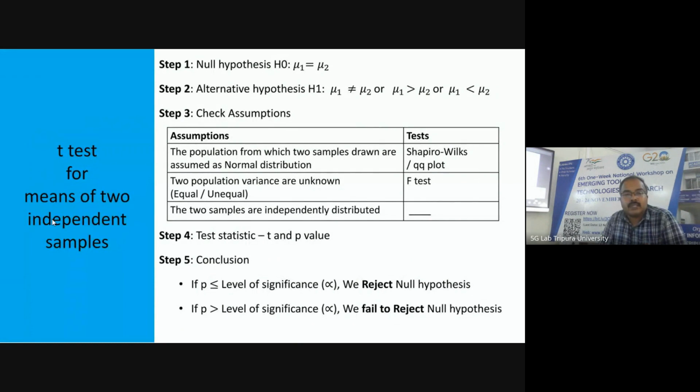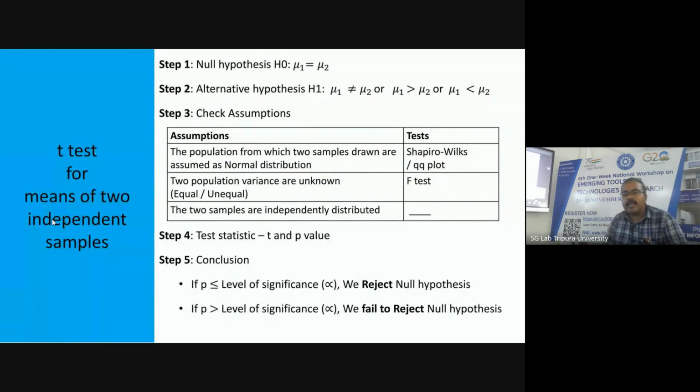Now, if you have two means, what will happen? Earlier, there was one mean and one value was given, either 12 quintals or 11.5 hemoglobin. Now you have two means, that means you have two populations and you are trying to compare these two populations. Then obviously the null hypothesis will be that the two means will be equal and the alternative hypothesis will be that the two means will not be equal, or mu1 is greater than mu2, or mu1 is less than mu2. These three are the possibilities: either two-tailed or upper-tailed or lower-tailed.